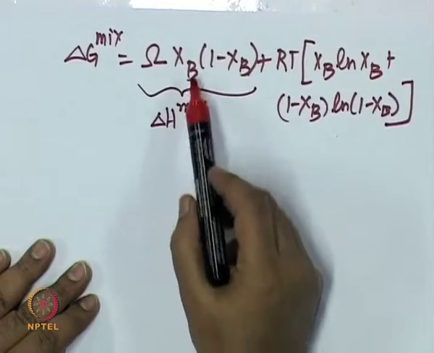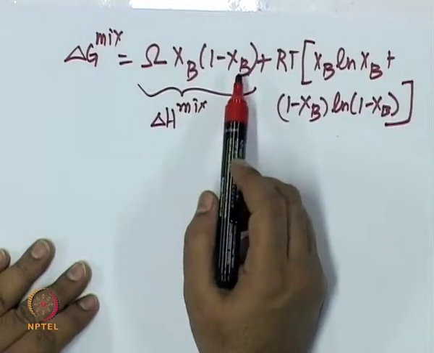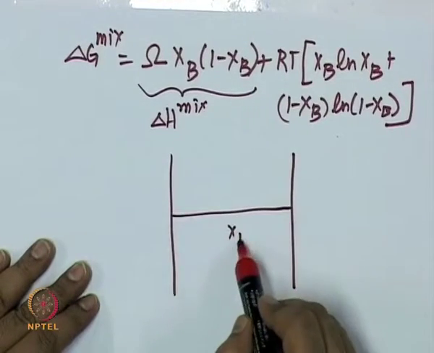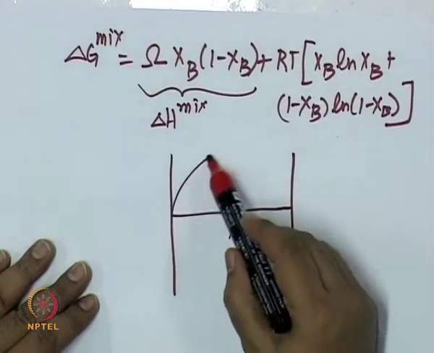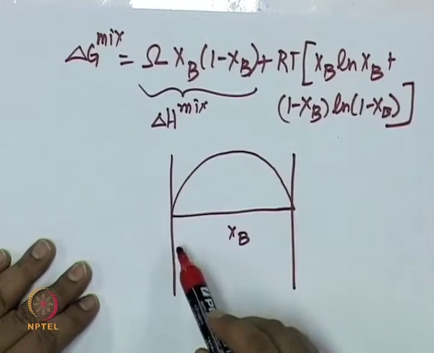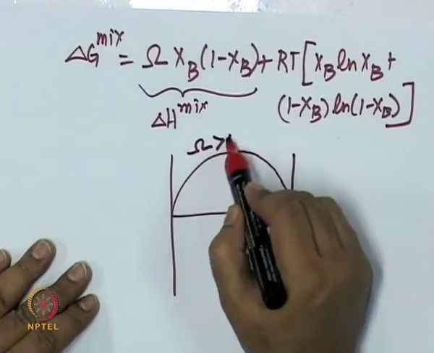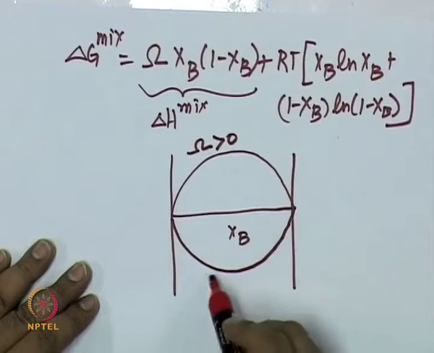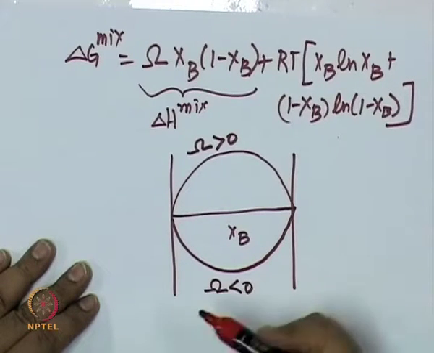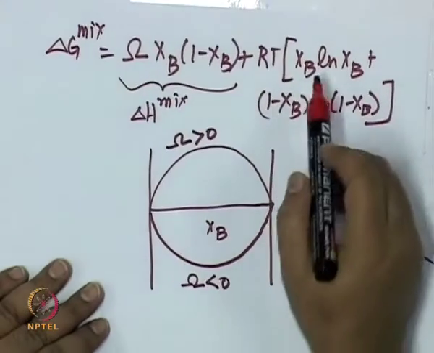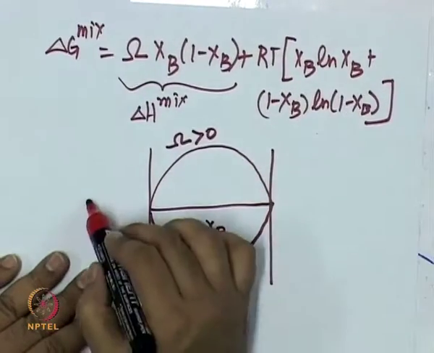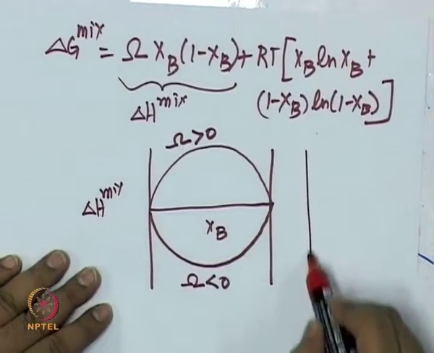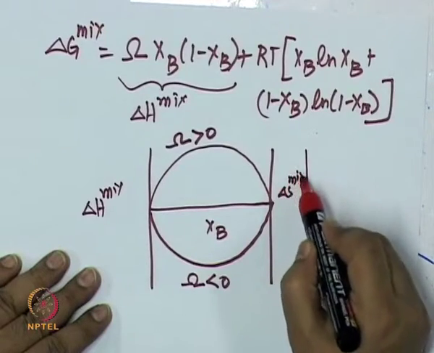If you try to plot this quantity as a function of composition, given by xb, this is a parabola. If omega is greater than 0, it is a parabola that looks like that. If omega is less than 0, it is a parabola that looks like this. In a similar fashion, you can try to plot the other quantity. So, this is the delta H mix plot, and I can also plot delta S mix.